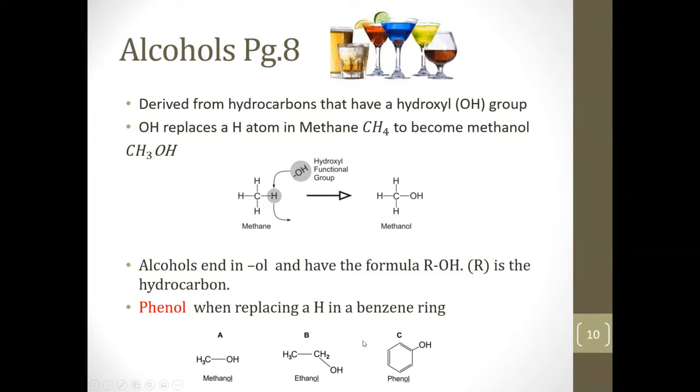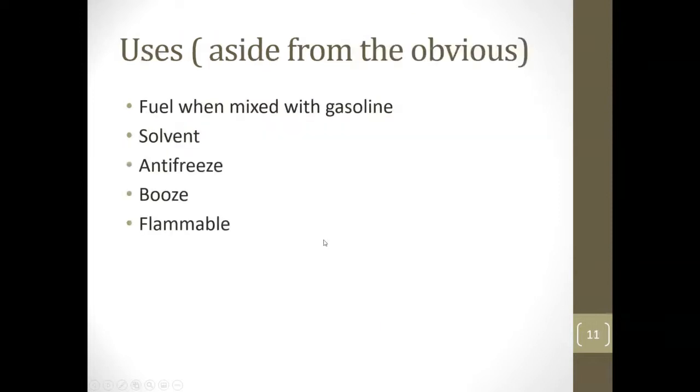Of particular mention here, I'll just go through these. Here I have a methyl, methane with an OH becomes methanol. Here I have ethyl with an OH becomes ethanol. And on a benzene ring here, if I have OH, it becomes something called a phenol. So that's a good little Cliff Clavin question there. Uses for alcohols, aside from the obvious, fuel when mixed with gasoline, it's a solvent, used in antifreeze, used in booze, obviously, and is very flammable.